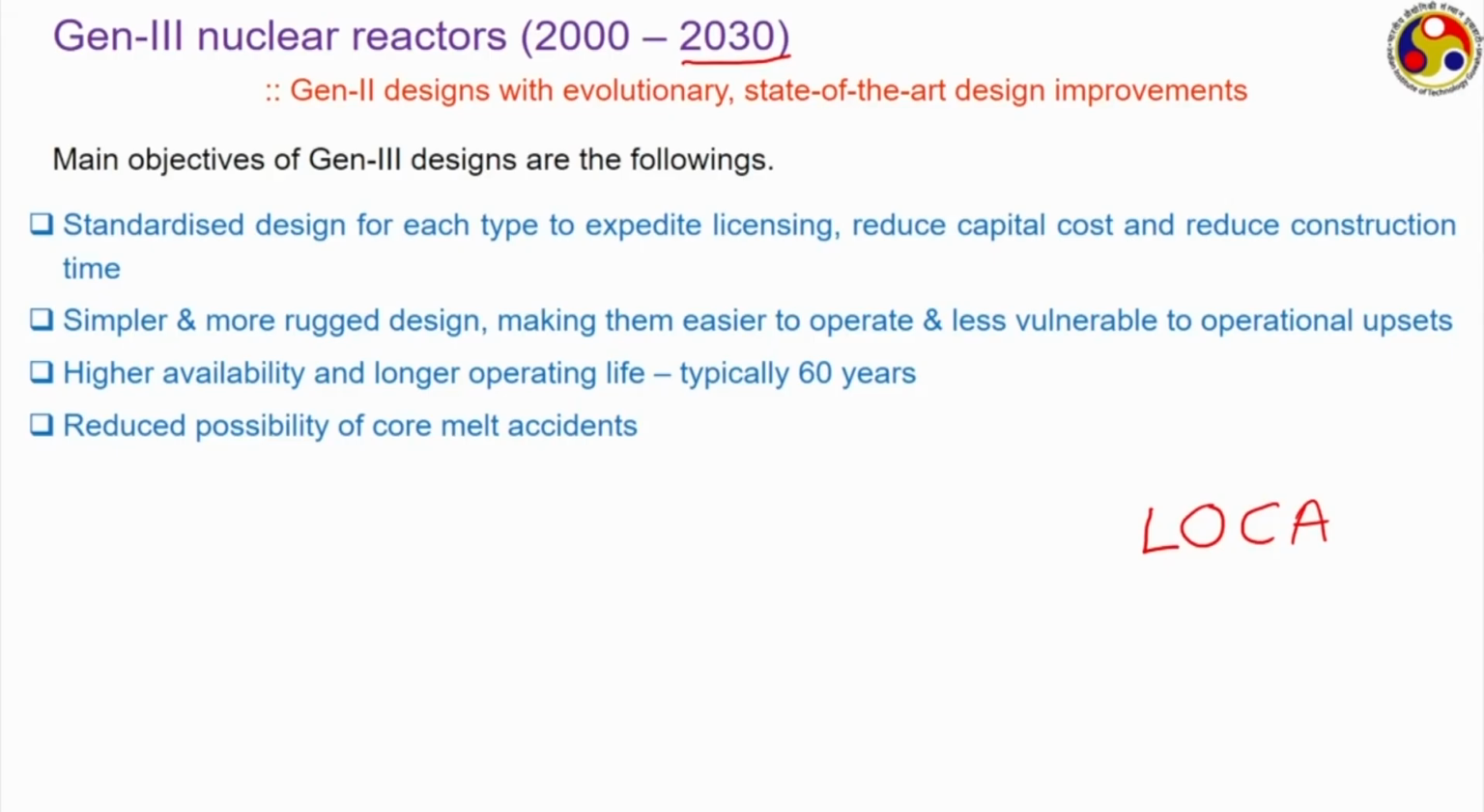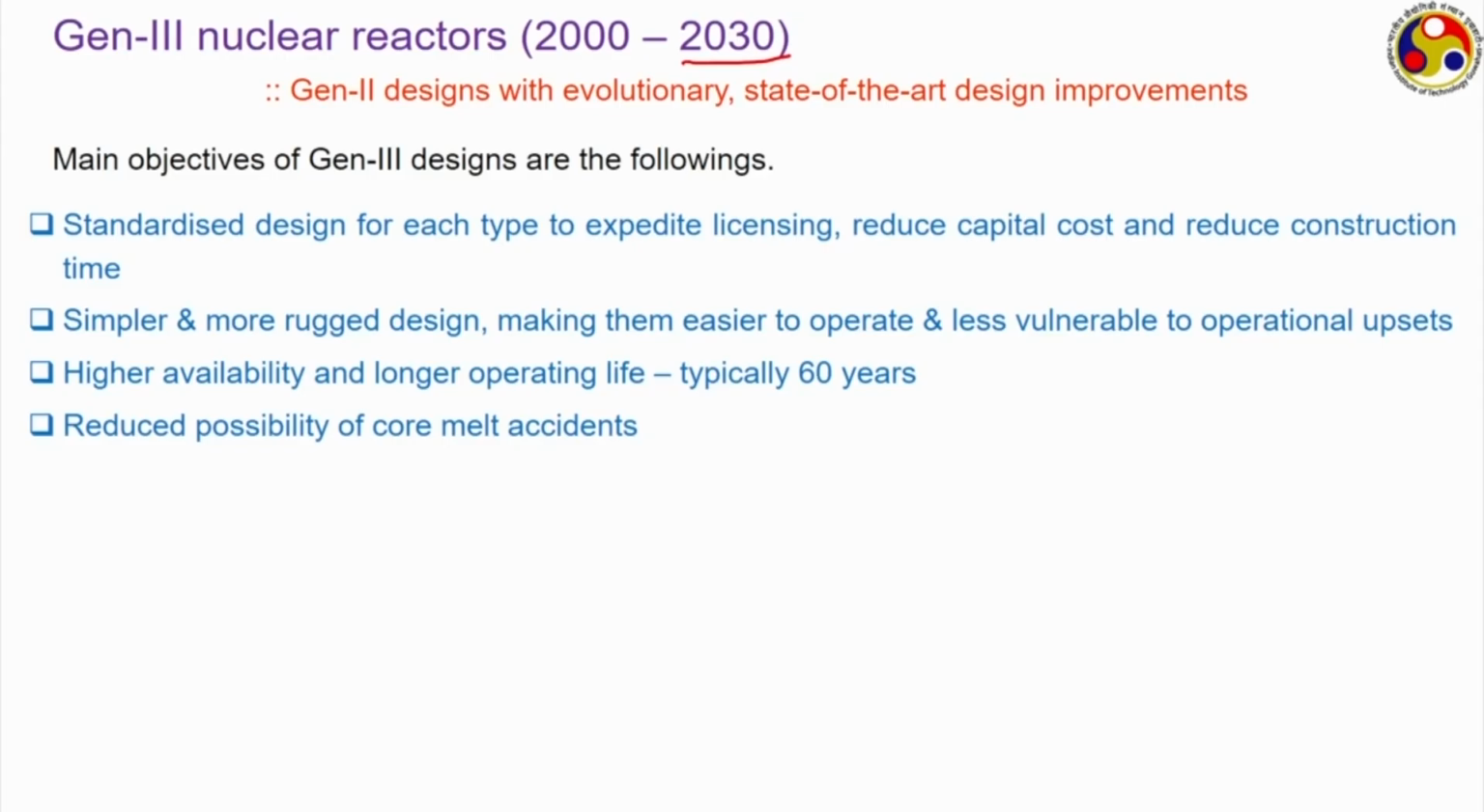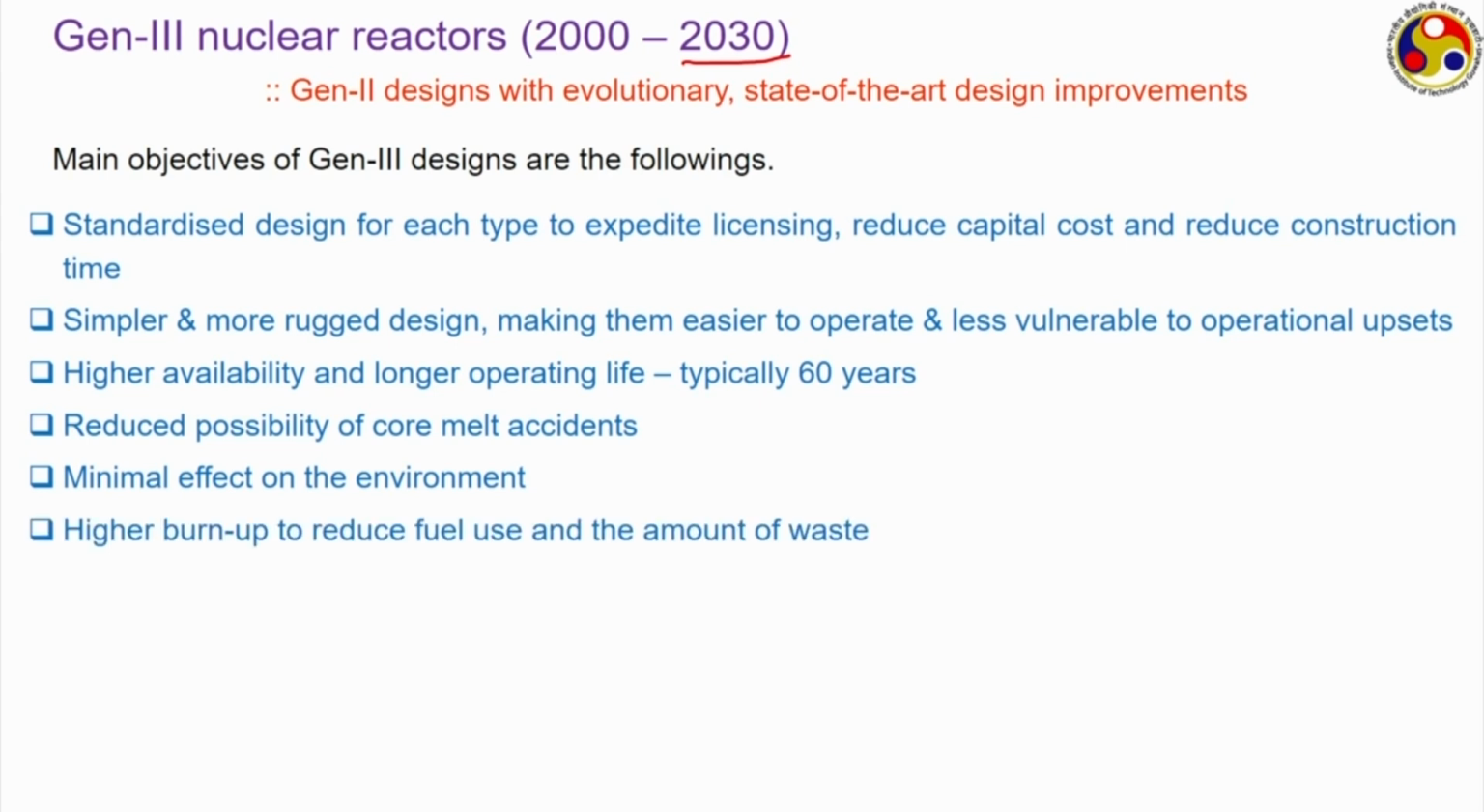The reason for the LOCA was different. In Japan, the primary reason was the tsunami, so there was no power available to run the pump, but in Chernobyl it was a design failure. So, in generation 3 designs, the focus is more on passive safety features, so that even if there is some kind of pump failure, LOCA is less likely to appear because passive safety features will be considered. The effect on environment has to be minimum from a radiation point of view, and high burn up to reduce the fuel use and also the amount of waste that gets produced.